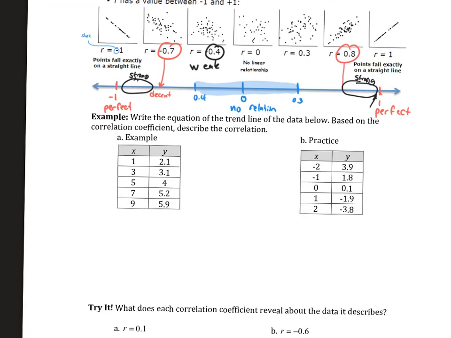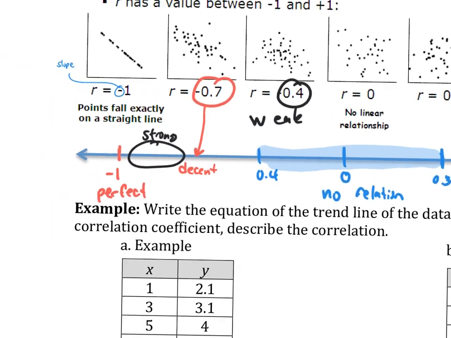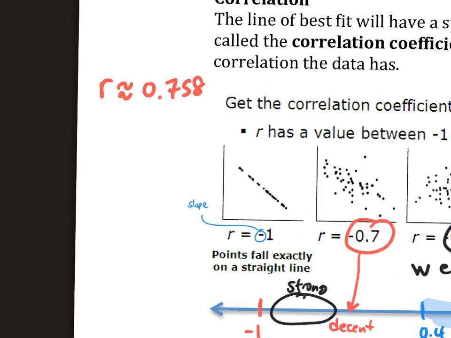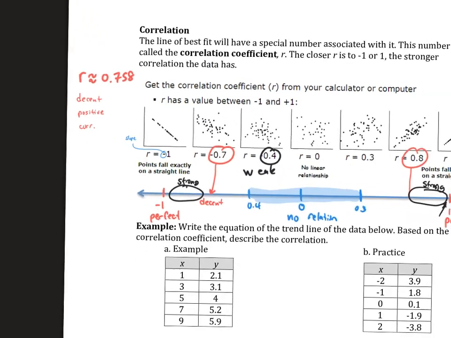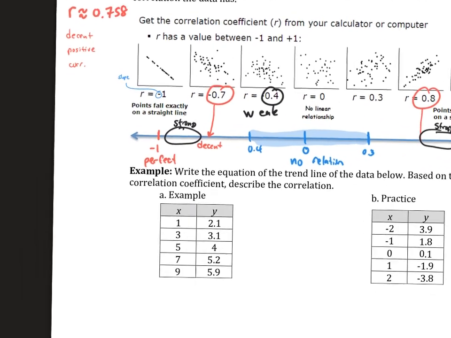So in our situation of 0.75, we would describe this one as a decent positive correlation. So it's moderate.